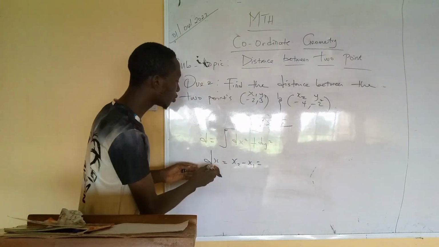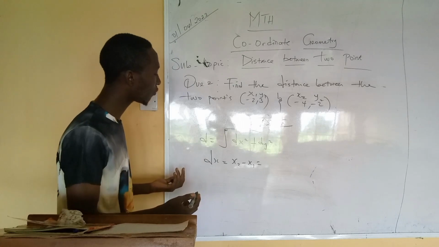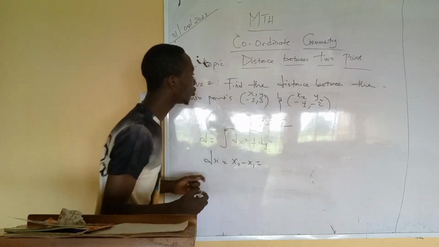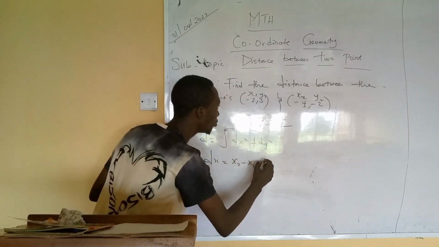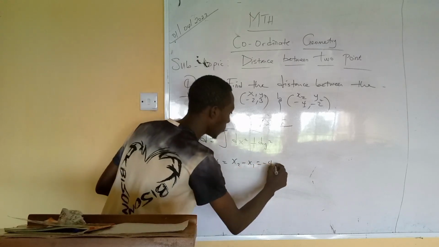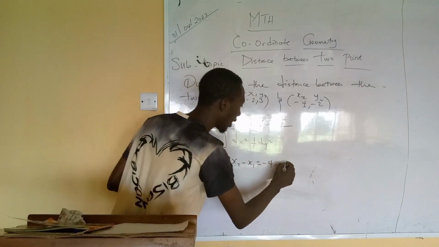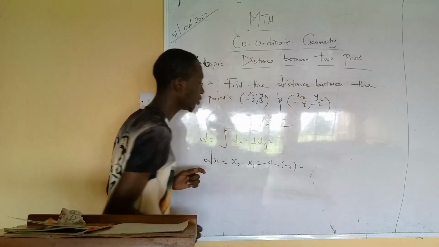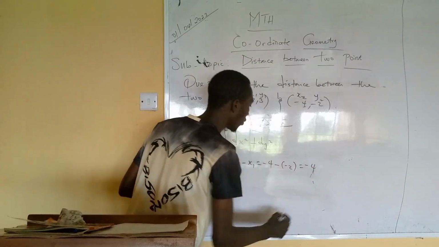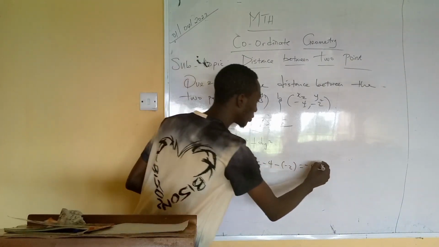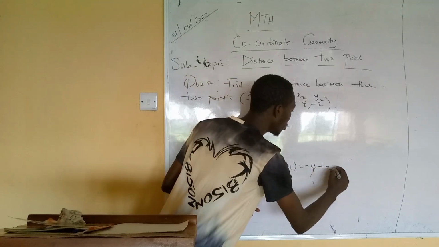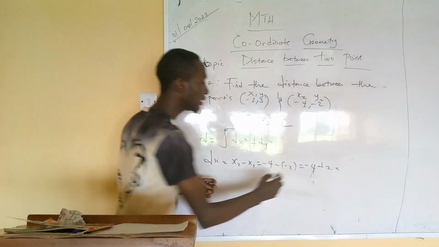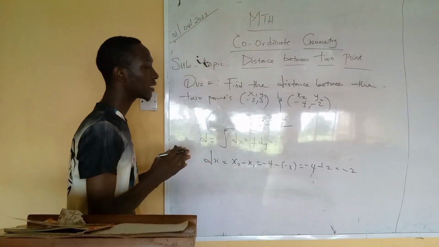Now we have to solve our change in x. How do we solve our change in x? The formula is x2 minus x1, and x2 is minus 4. Minus x1 is minus 2. So we have to solve this. Minus 4 minus times minus is what? Plus. So plus 2. So minus 4 plus 2 is now minus 2. So that's our change in x.